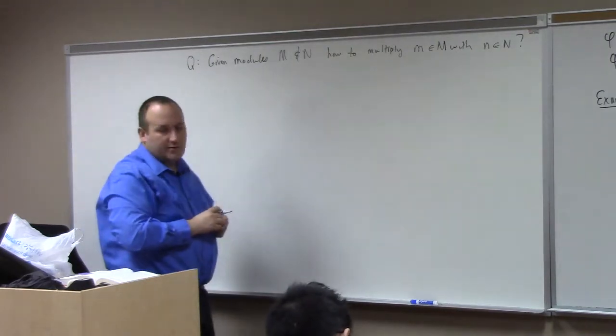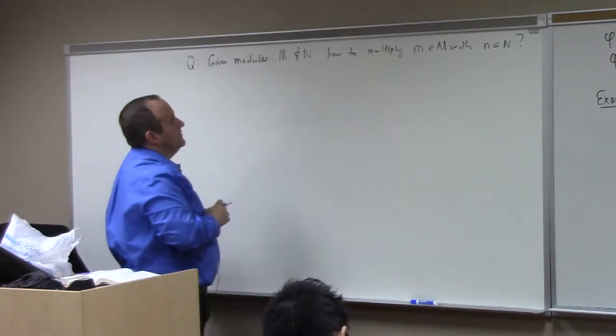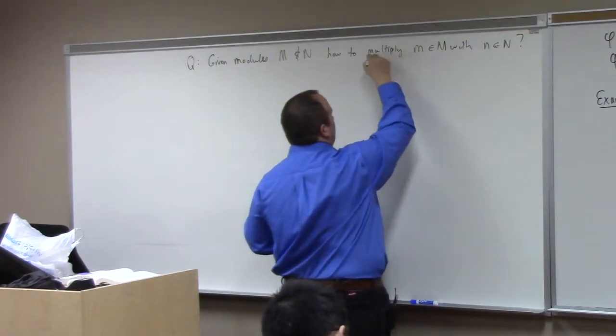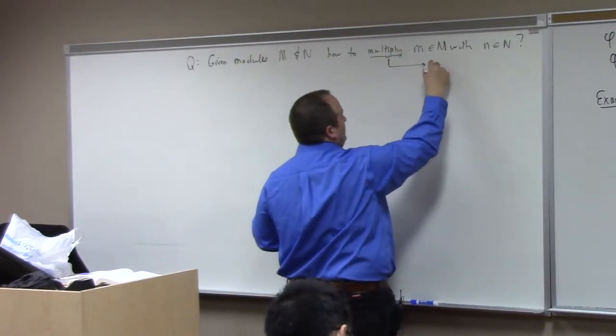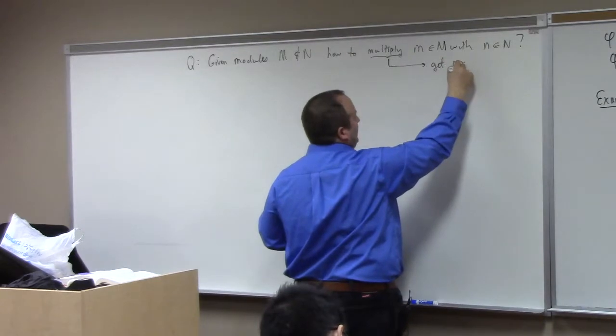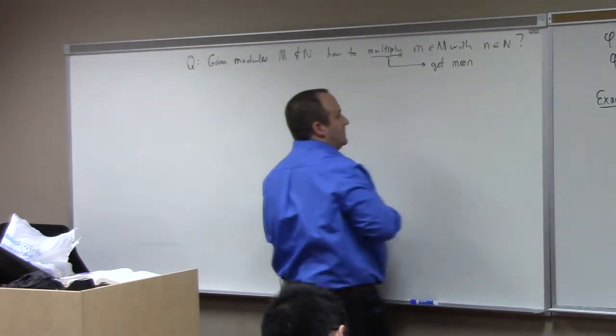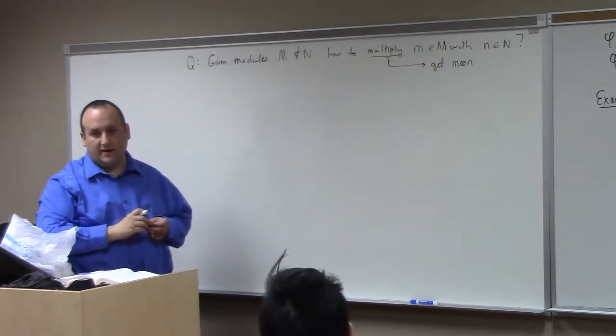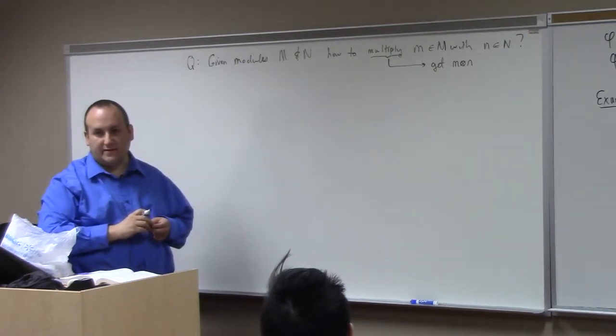So we're going to give meaning to that in this section by saying we'll multiply them to get M tensor N. We're going to describe carefully what's meant by M tensor N in this context.